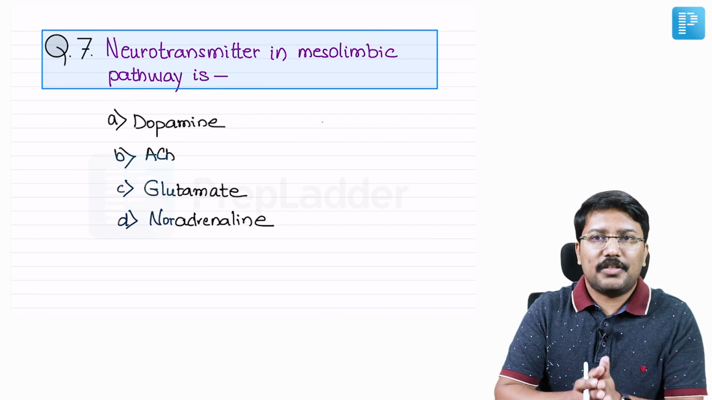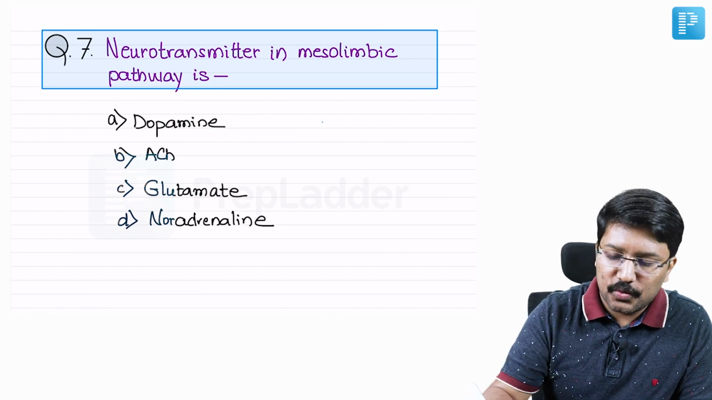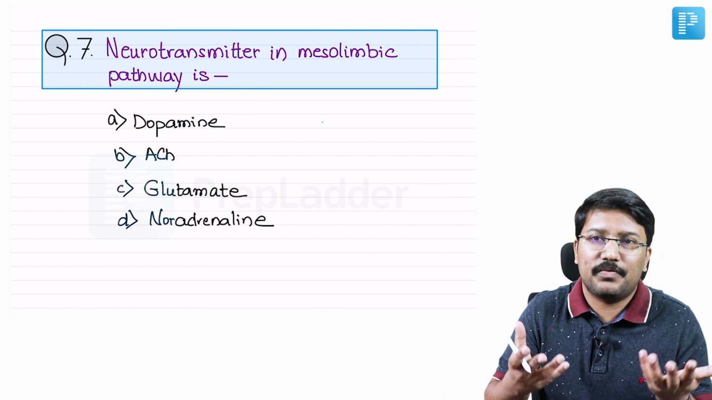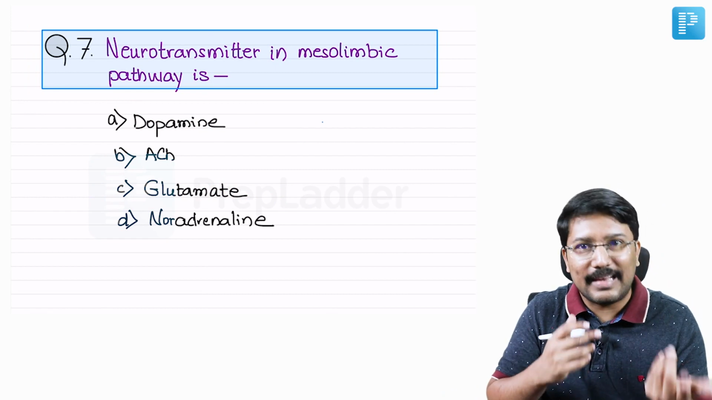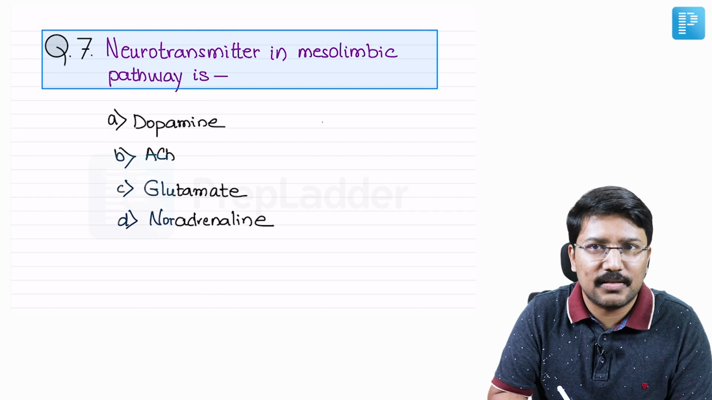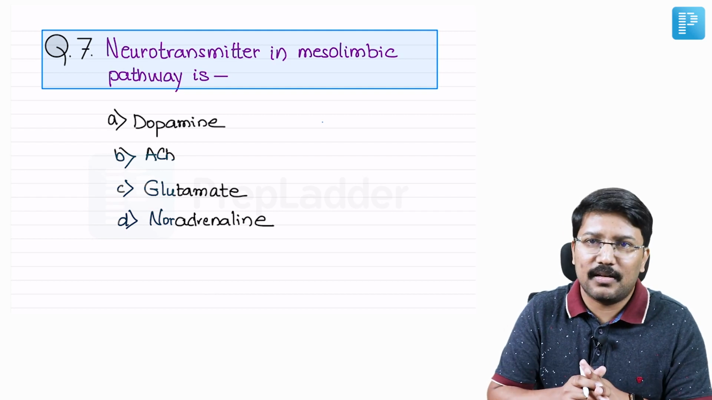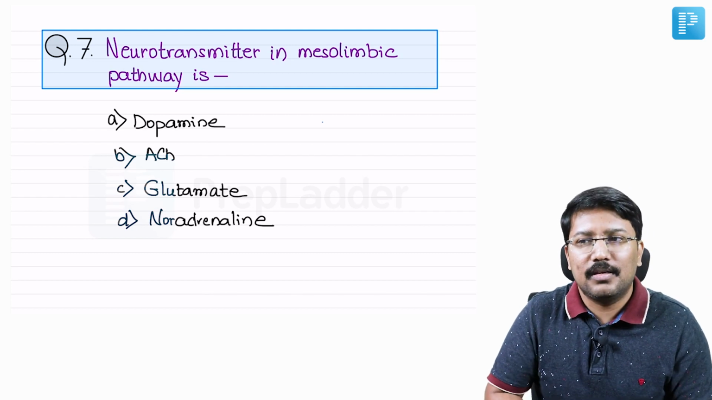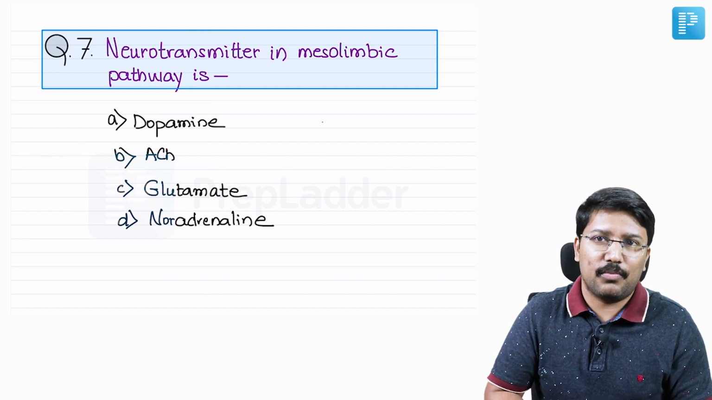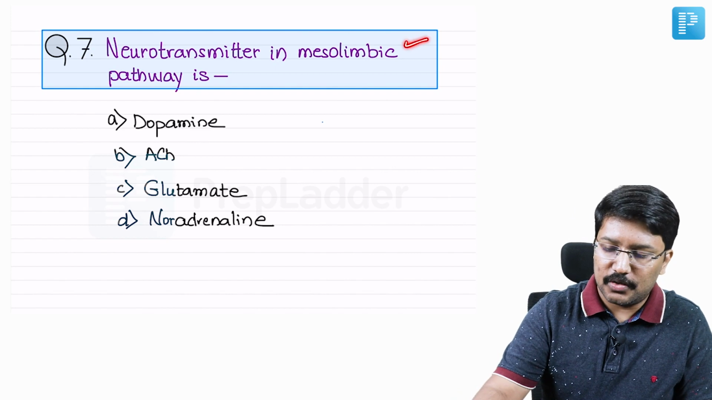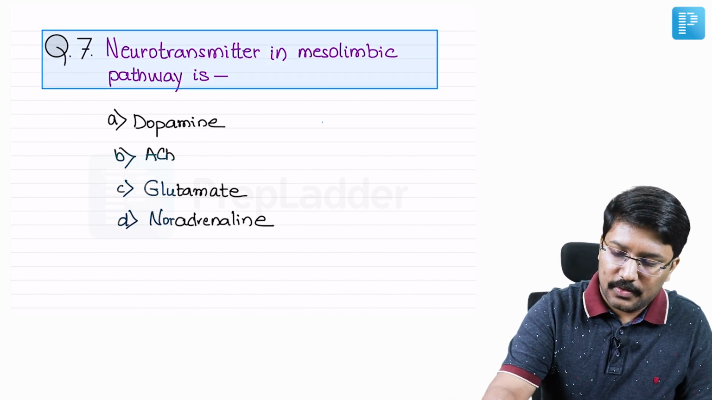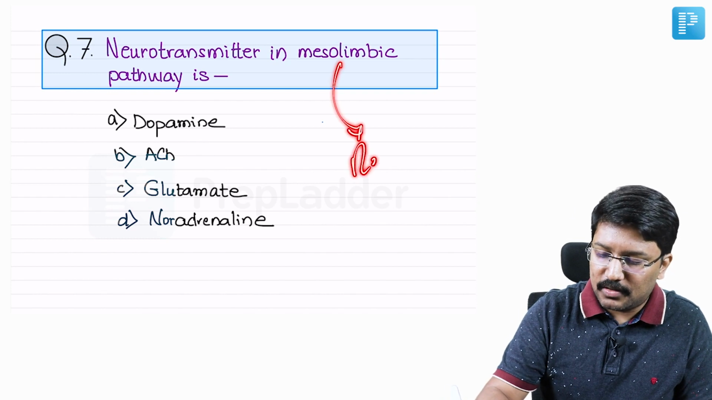Okay, now coming to the next question. Neurotransmitter in mesolimbic pathway is, right? This shouldn't be a really difficult question. This is something which is very well known to you. I am sure some of my layman friends may also be able to answer this because there are a lot of social media articles about the reward system and how dopamine makes us addicted to something. So laymen also may be aware about this, right? Neurotransmitter in mesolimbic pathway. What do we also call this mesolimbic pathway? We also call it the reward pathway, right?